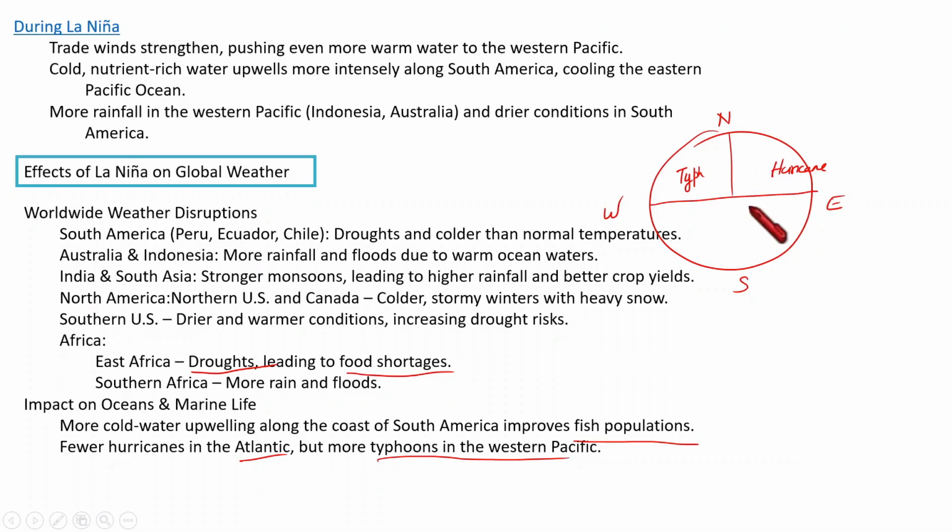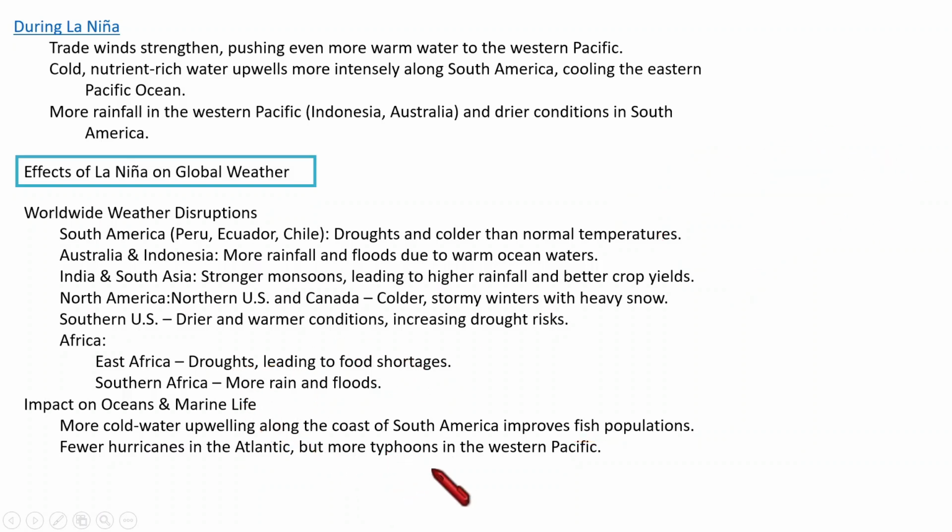Okay, so in this region, in La Nina time, as more warm ocean water is reaching here, there is more chance to develop low pressure belts. So there is more chance to develop typhoons. At the same time, there is no warm surface ocean water there, so there is less chance to have hurricanes. So that is another impact.